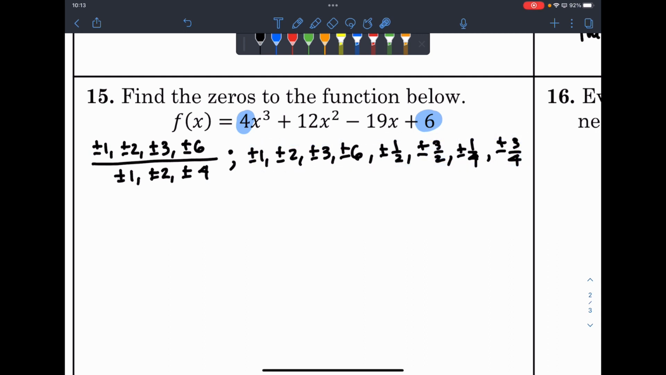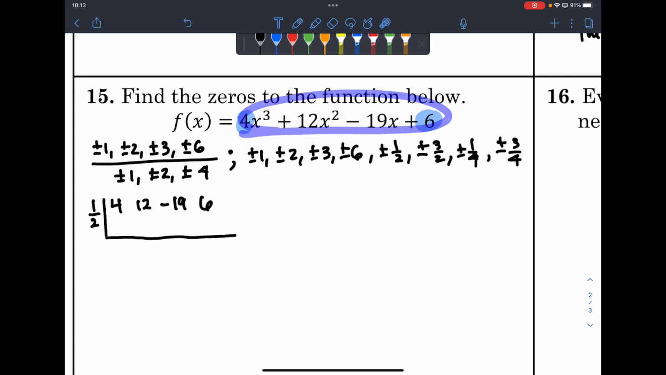So from this list, we're going to use again trial and error to determine what could possibly be 1. And let's see, let's try 1/2. Let's try the number 1/2. So 4, 12, negative 19, and 6. Let's see if 1/2 is a 0 to this. According to the remainder theorem, or the factor theorem, if we use the remainder theorem and synthetically substitute this in and get a 0 at the end, meaning that there's no remainder, then half is going to be a factor.